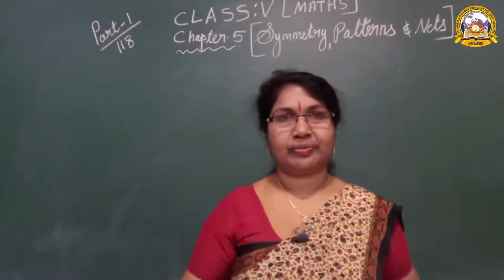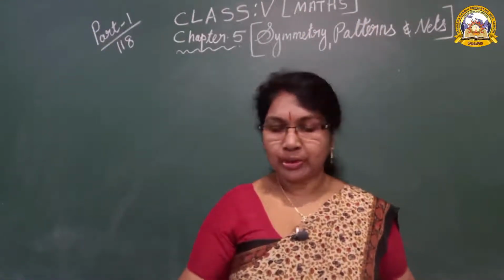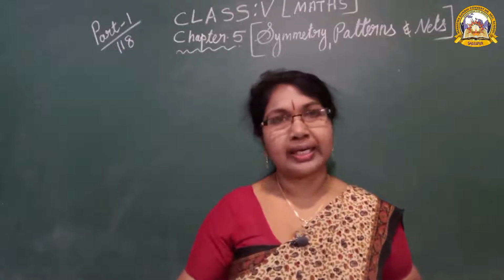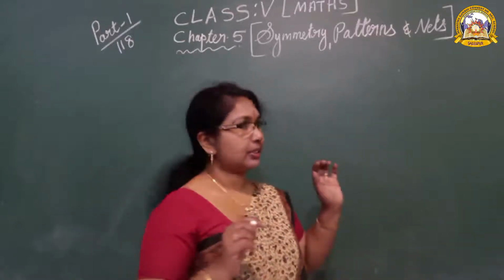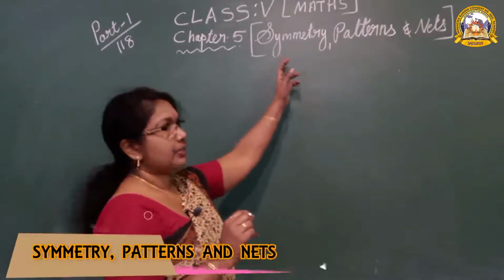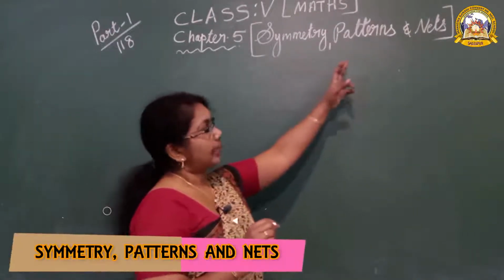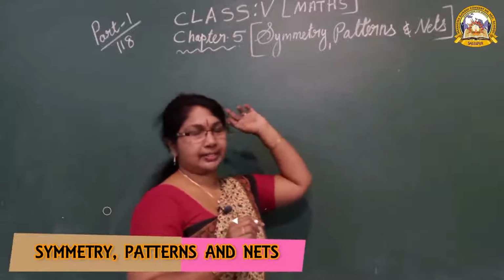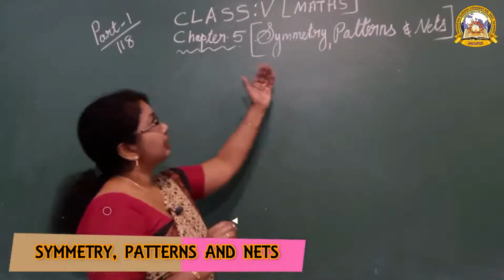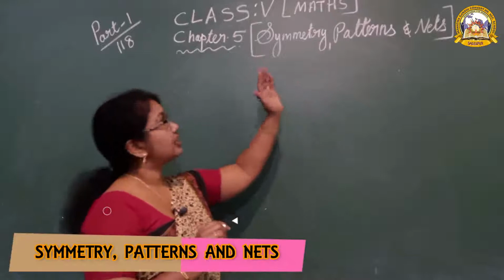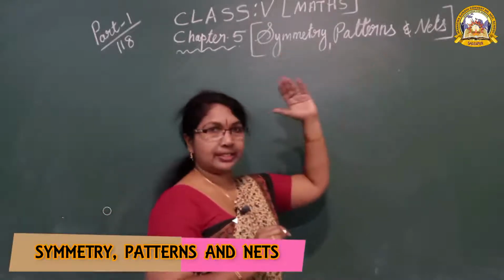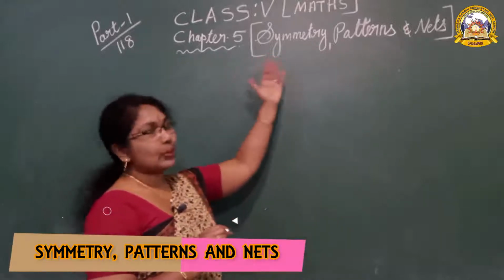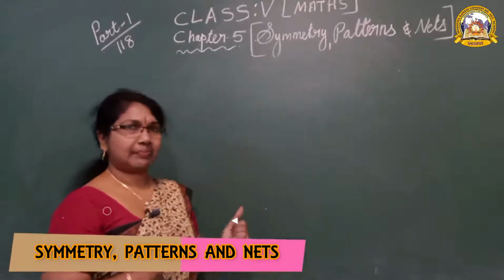Chapter 5. All of you open your book, page number 118. Do you know the name of the chapter? The chapter name is Symmetry, Patterns and Nets. Once more, the chapter has 3 parts. The first part is symmetry, then patterns and nets. First I am going to explain about symmetry.